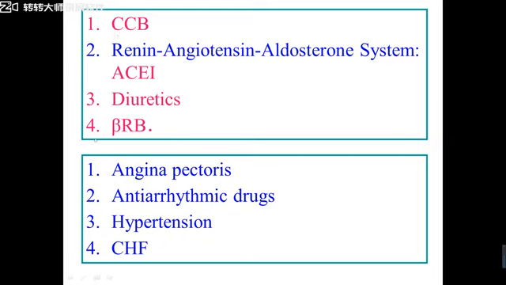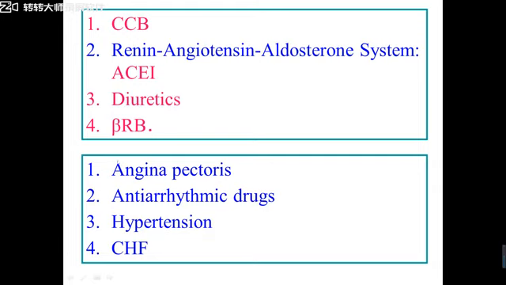The fourth basic agents are beta receptor blockers, and in clinic, we use high selectivity beta-1 receptor blockers. You have studied these drugs, such as propranolol, metoprolol, atenolol, esmolol, and so on. And these 4 kinds of basic agents are very widely used in clinic to treat cardiovascular system disease.